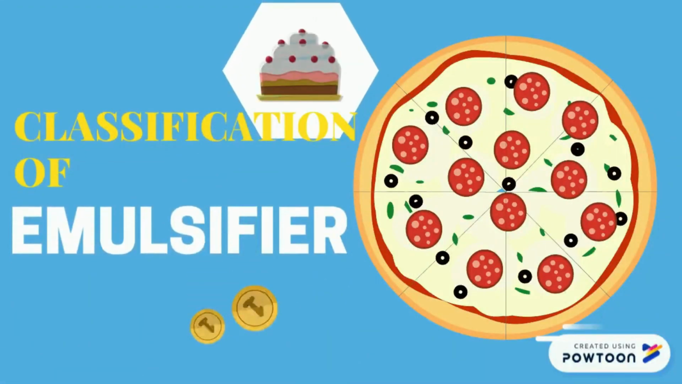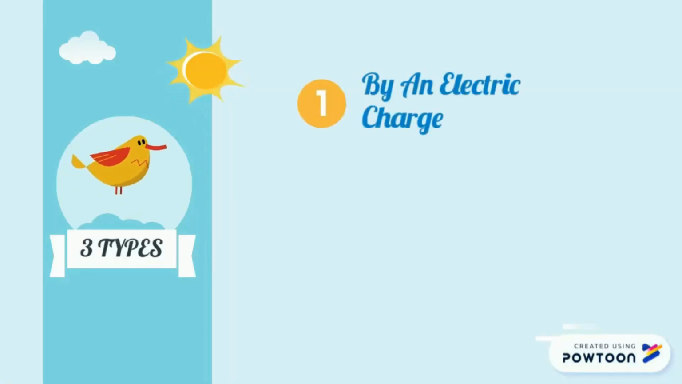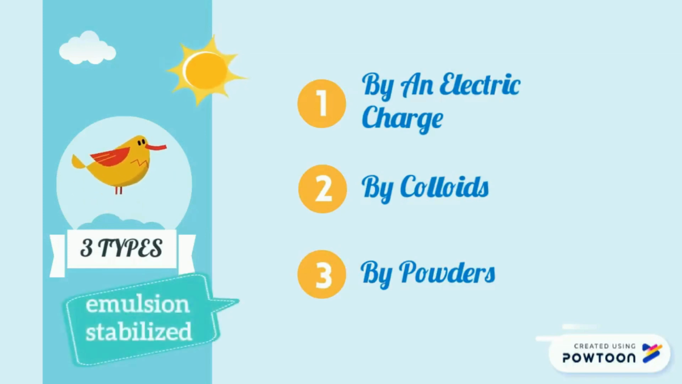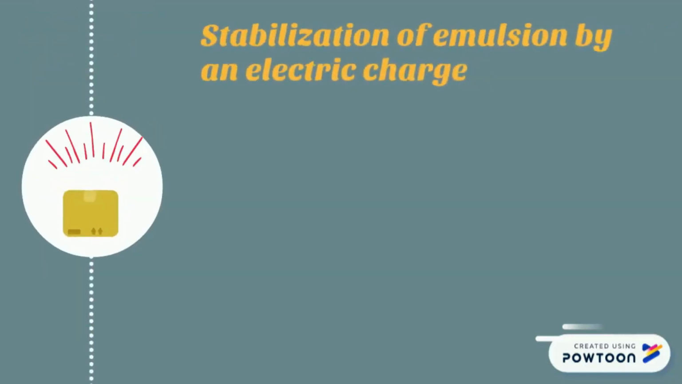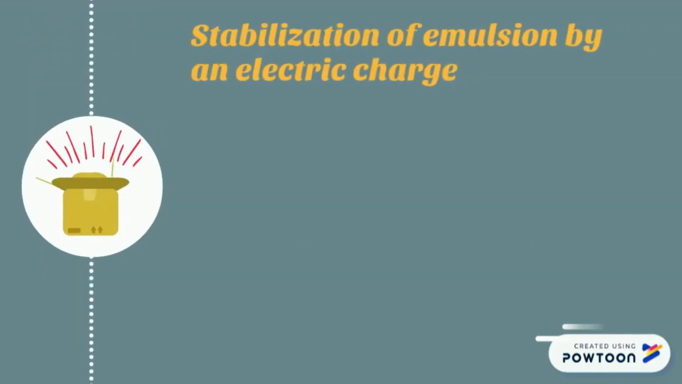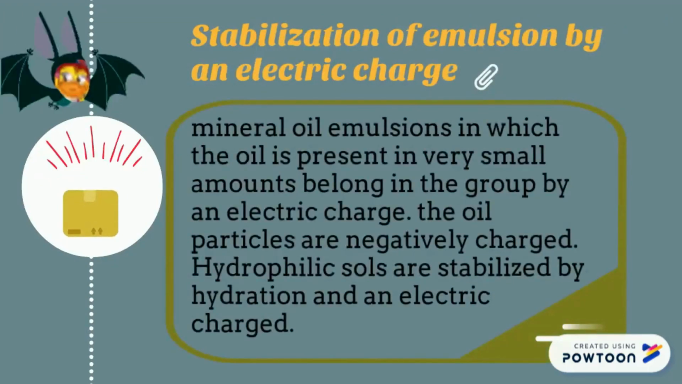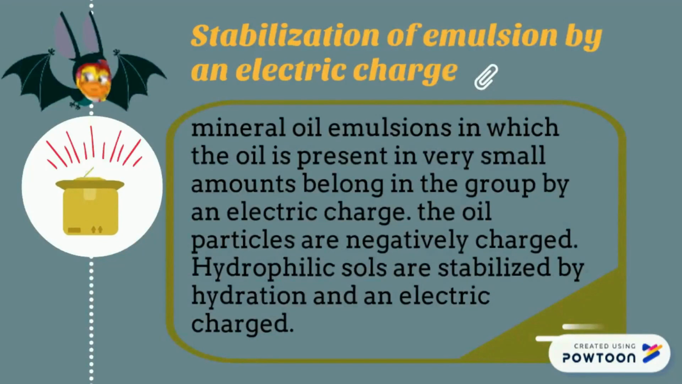Furthermore, explanation about classification of emulsifier, which is, there are three types of emulsion: the emulsion stabilized by an electric charge, by colloids, and by powders. Alright, first, the stabilization of emulsion by an electric charge. Mineral oil emulsions in which the oil is present in very small amounts belong in the group by electric charge. The oil particles are negatively charged.